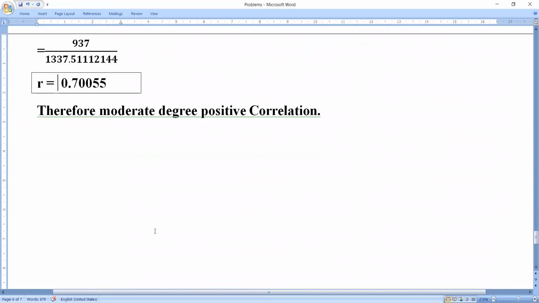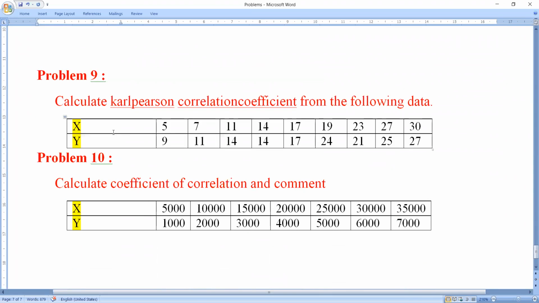After that, the next is the ninth problem. Do the ninth problem. It is a very easy problem, the same as the previous problem.